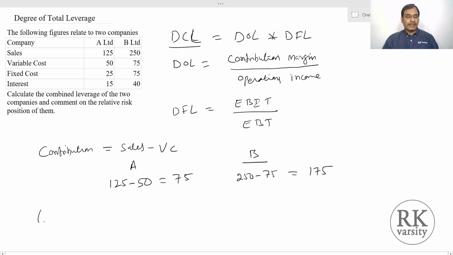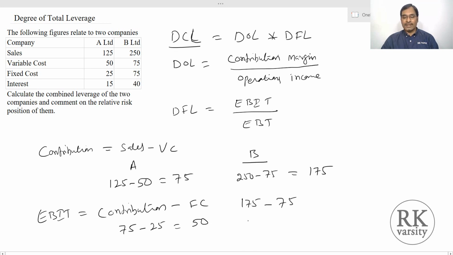Next, we'll calculate the EBIT, that is earnings before interest and tax. This equals contribution minus fixed cost. So for company A, contribution is 75 and fixed cost is 25, so EBIT is 50. And for company B, contribution is 175 and fixed cost is 75, so this equals 100.